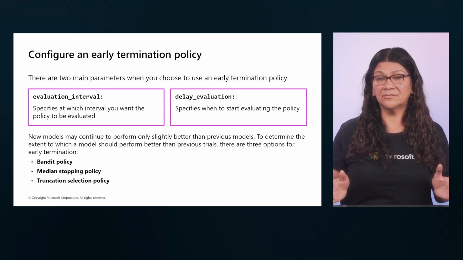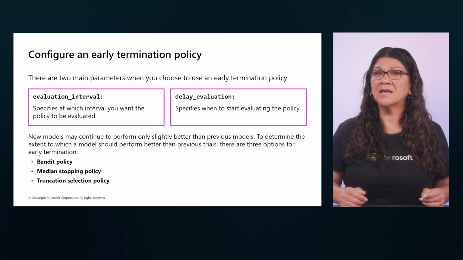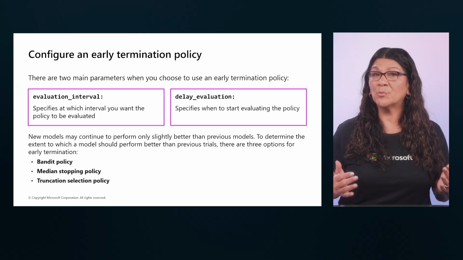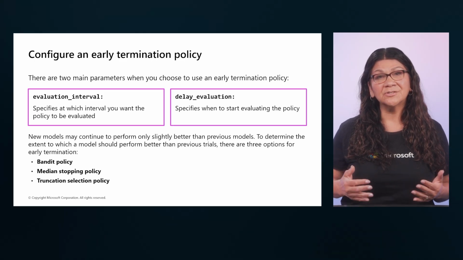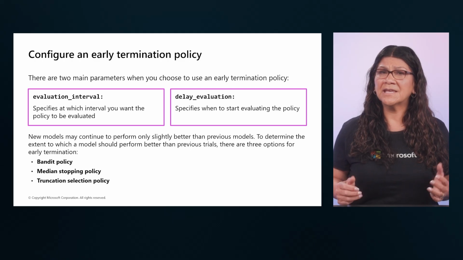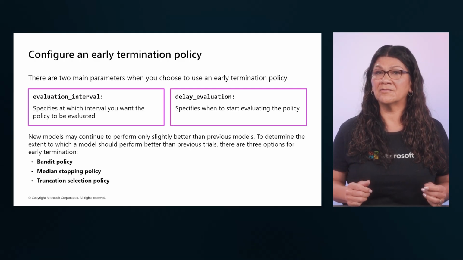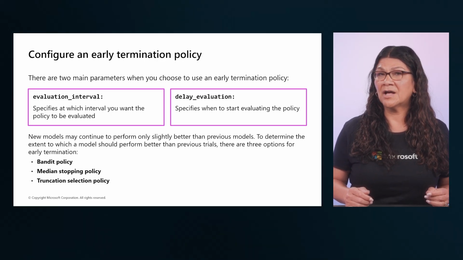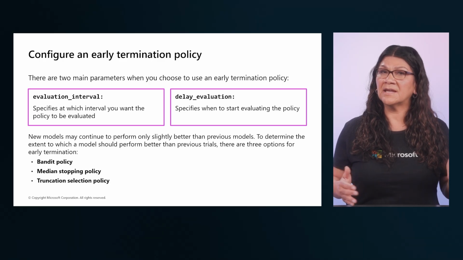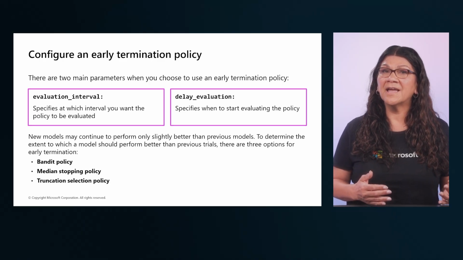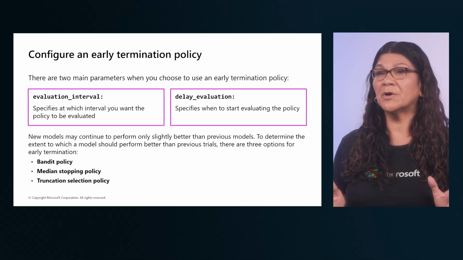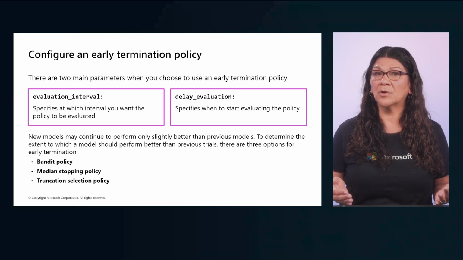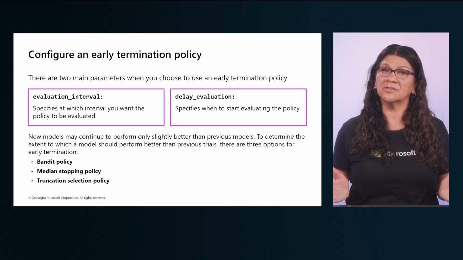Next, let's see how to configure an early termination policy in a hyperparameter sweep job so Azure Machine Learning can stop weak trials early and conserve compute resources. Two key parameters control when and how evaluation occurs. Evaluation interval, which defines how often the policy checks model performance each time the primary metric is logged, and delay evaluation, which postpones enforcement, so the first few trials or iterations can run before the policy begins judging the results.